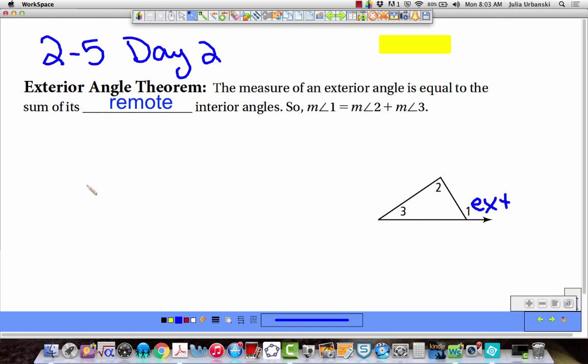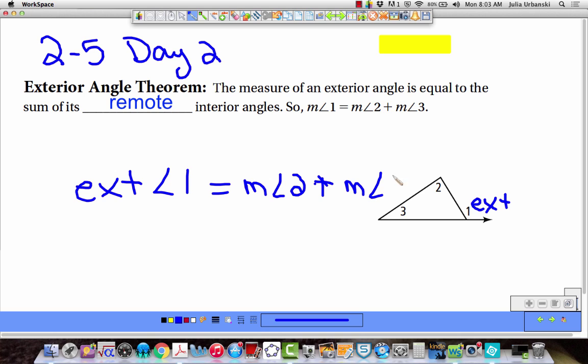So the exterior angle equals angle 2 plus angle 3. The two that are inside but farthest away from it. To the best of our ability.